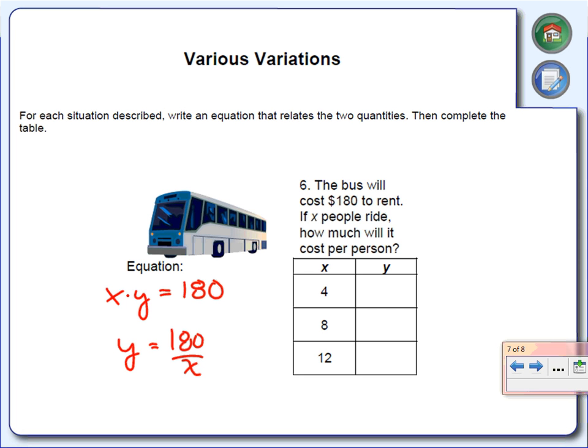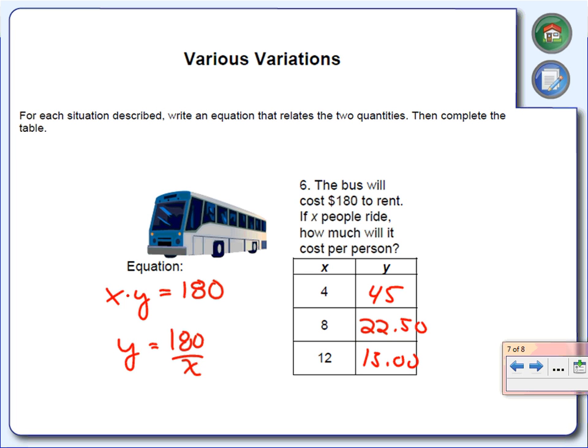4. If 4 people go, how much is each one going to have to pay? Well, what's 180 divided by 4? 180 divided by 4. 45. 8. What if 8 people go? What's 180 divided by 8? 22.50. So each person would have to pay $22.50. What if 12 people go? $15 apiece.